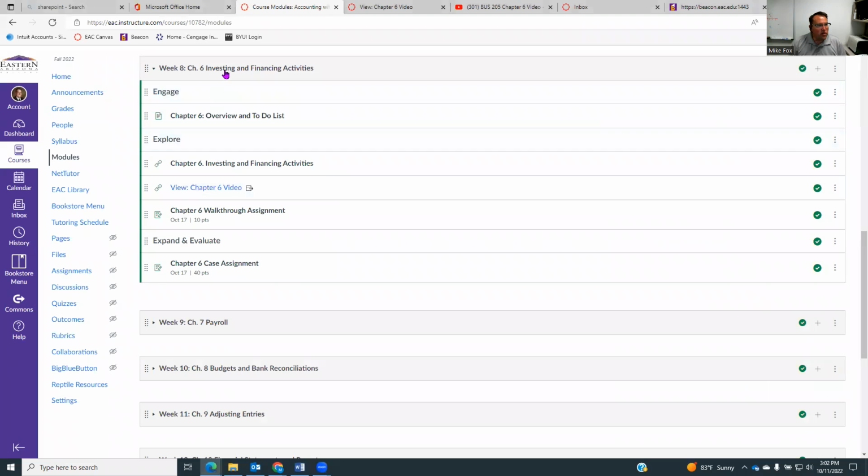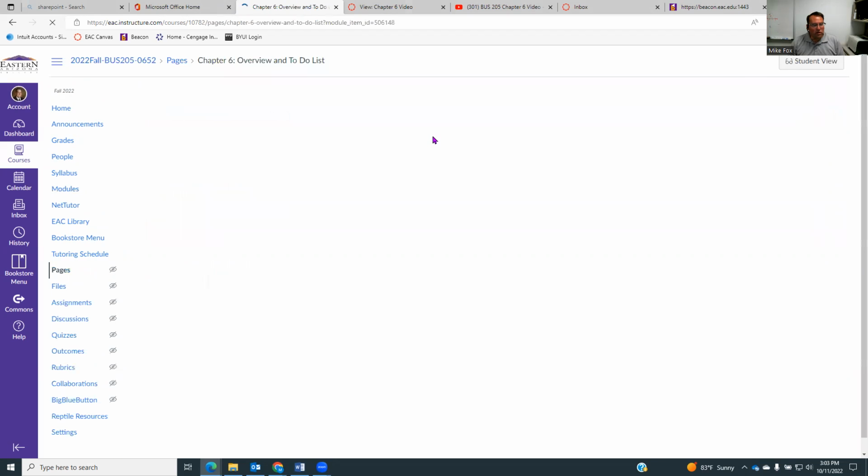So chapter six gets into investing and financing activities. Investing activities means when a business buys long-term assets, things like land and buildings and equipment. And financing is when we borrow money, like with notes payable, or if we issue bonds, which is more rare for small businesses. That's usually just big businesses that do that. Or if we sell stock in a business, which is also pretty rare for small businesses. Anyway, that's kind of what we're covering this week.